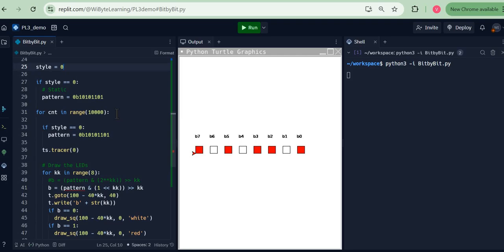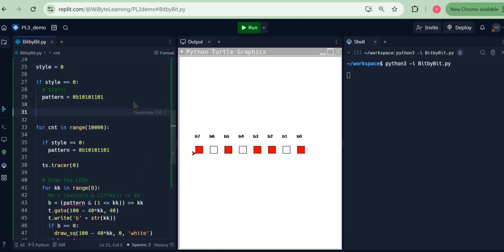I get back here to my code that I've been developing. Remember, we have this outer loop where we want to update the patterns, but right now my style is 0, which is static, and I'm printing 10101101, as we can see very clearly over here. Now, in order to build the dynamic pattern that we want, I'm going to create one more style over here.